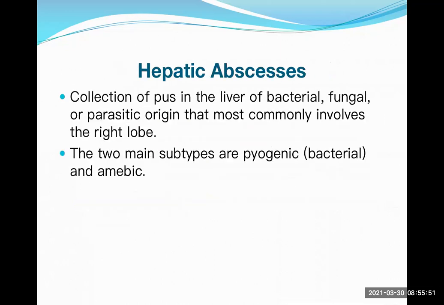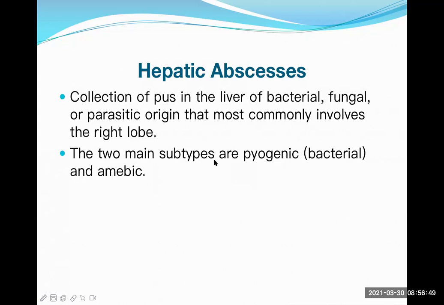Now, with this basic surgical anatomy, let's enter into today's topic, that is liver abscess or hepatic abscess. Please pay attention. We all know the meaning of abscess. It is a collection of pus in a localized area surrounded by a pyogenic membrane. And pus is the collection of dead neutrophils, inflammatory exudate, and some necrotic tissue. So a collection of pus in the liver of bacterial, fungal, or parasitic origin that most commonly involves the right lobe of the liver is called a liver abscess. You can simply say a collection of pus in the liver is called a liver abscess. Later on, you can add there are multiple etiologies like bacteria, fungi, or even parasites.